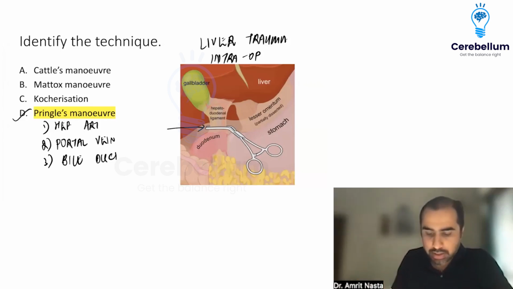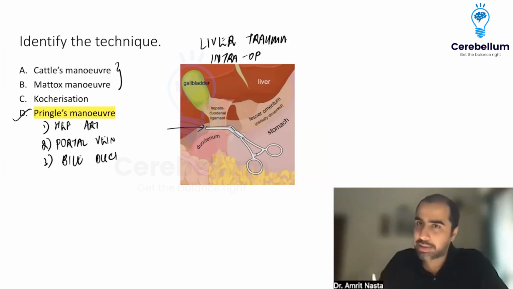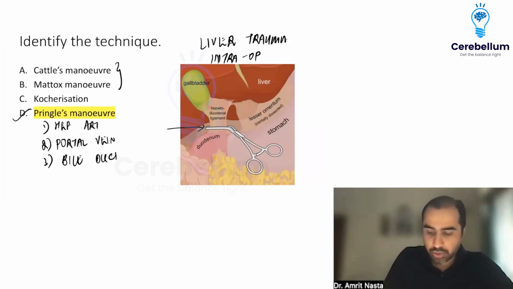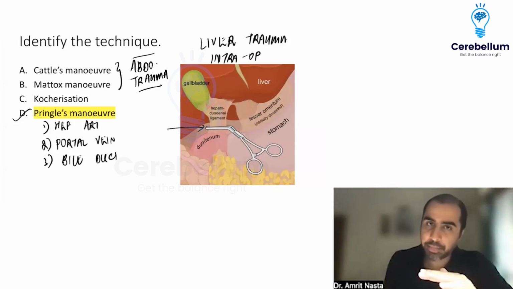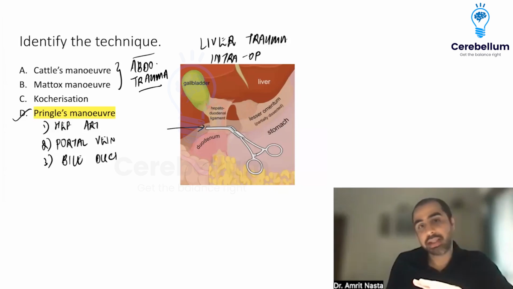What are all these? Cattell maneuver, Mattox maneuver. We will discuss this. What is all this? Anybody knows? Cattell maneuver, Mattox maneuver. सुना है कभी? Any idea? पता होना चाहिए. No? Okay, so I will tell you. These are also done in abdominal trauma cases. थोड़ा hi-fi है, इसलिए I didn't teach it in class. This is also done in abdominal trauma when I am suspecting aortic injury or IVC injury.